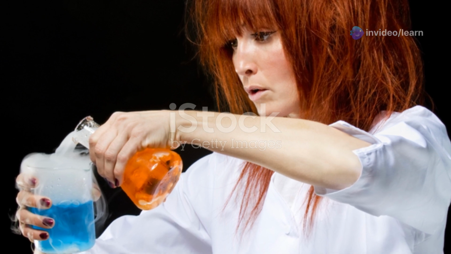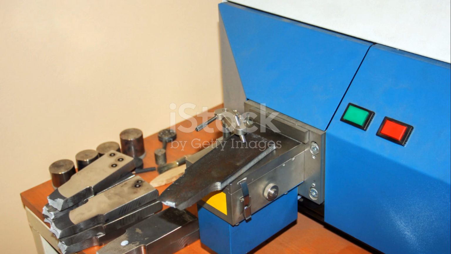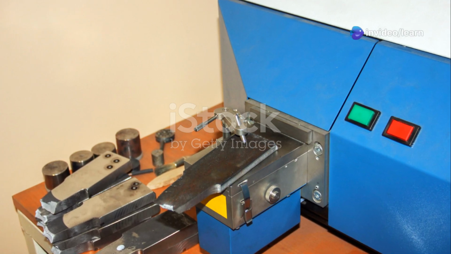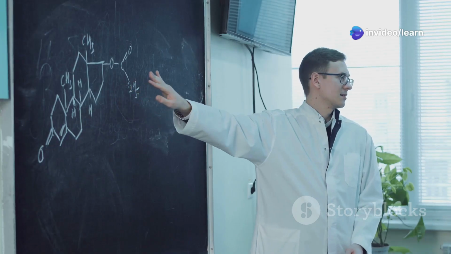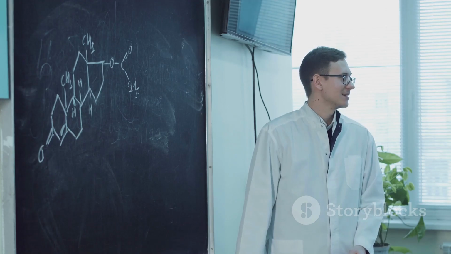Finally, redox reactions. These involve the transfer of electrons between species, which is fundamental to processes like respiration and combustion. The reaction of magnesium with oxygen is a classic example. When magnesium burns in oxygen, it forms magnesium oxide, releasing a bright light and heat.